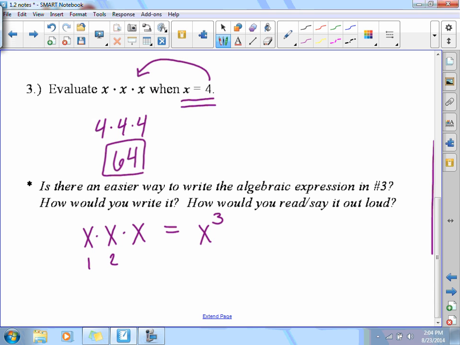1, 2, 3. So x is what we're multiplying by itself, so that becomes our base. And 3 is the number of times that we're multiplying it by itself, so that is our exponent. And that's what we're going to talk about today.